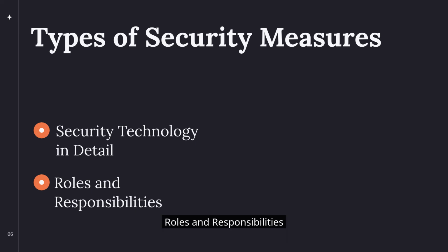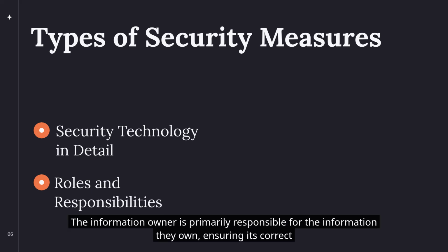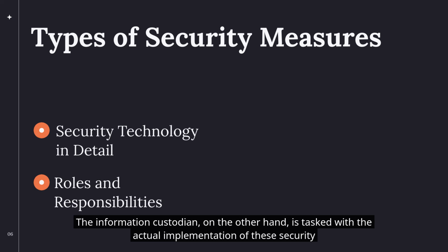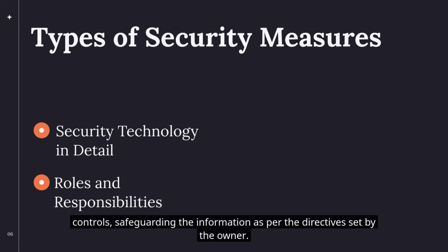Roles and responsibilities. The information owner is primarily responsible for the information they own, ensuring its correct classification and overseeing the implementation of appropriate security measures. The information custodian, on the other hand, is tasked with the actual implementation of these security controls, safeguarding the information as per the directives set by the owner.